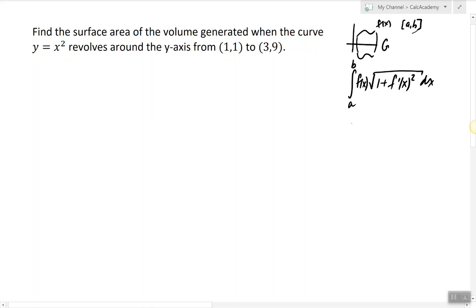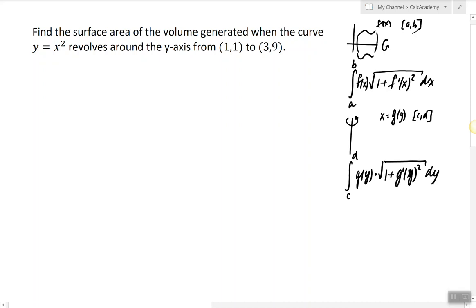Now, when we revolve around the y-axis, let's assume that in this case we have a function x as g of y on the interval from c to d, then the formula changes a little bit. We have an integral from c to d of g of y times the square root of 1 plus g prime of y squared. In this case, we're rotating around the y-axis, so we have to use the second formula.